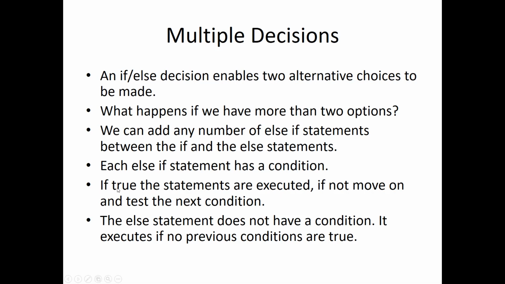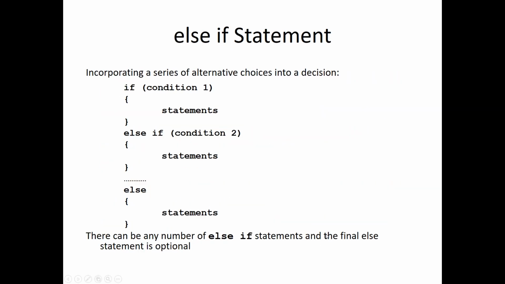The rules of the execution are the same. If a condition is true, you run the true statements. If they're not, what you do is you move on to the next condition. And the else statement doesn't have a condition with it. If the answer to all the previous conditions are false, then it will just do what the else statement wants us to do.